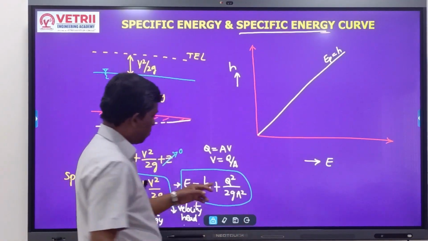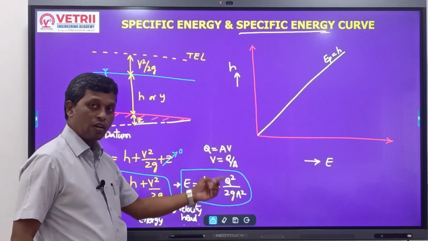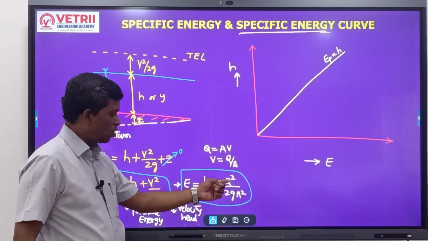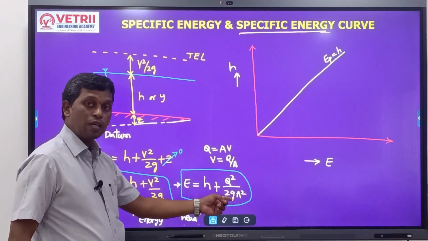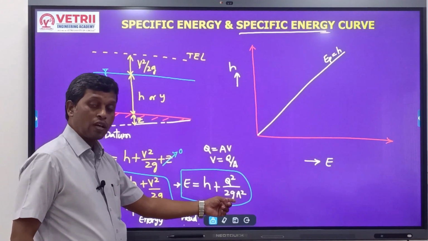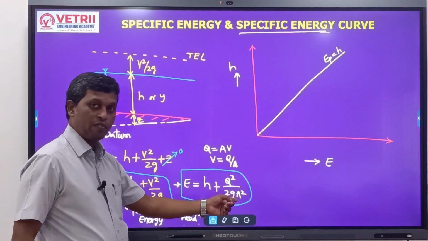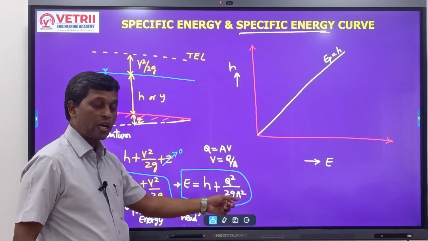So for a given value of discharge, the velocity head part of E is inversely proportional to the square of the depth. Why? Because A is nothing but B times y. So it is inversely proportional to the square of y.